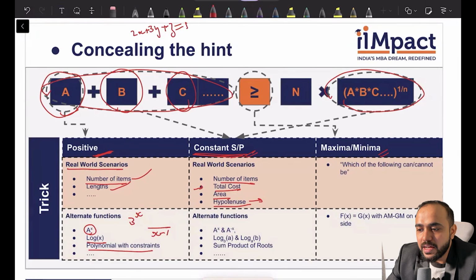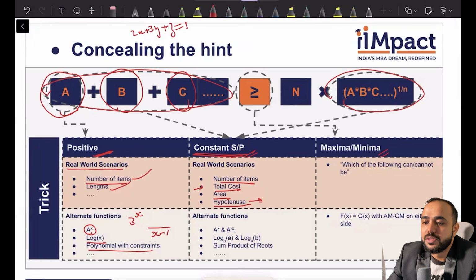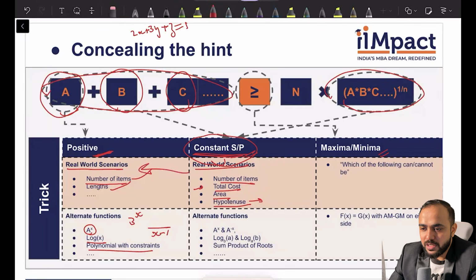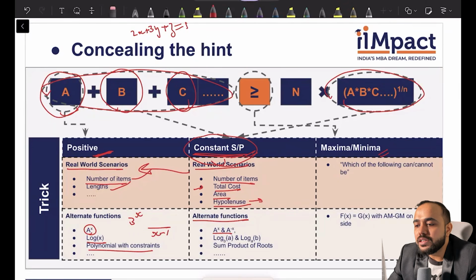They could rely on a single variable, and if they give you that the total cost has not changed, that becomes a scenario. So in general, to hide this constant sum product situation, if they go for a real world scenario, they will have to create a somewhat elaborate situation. It's not going to be as easy as the positive hint that we had. They could also hide these things in alternate functions. A to the power x and a to the power minus x. Do you know that their product is 1? Yes, they are inverse of each other.